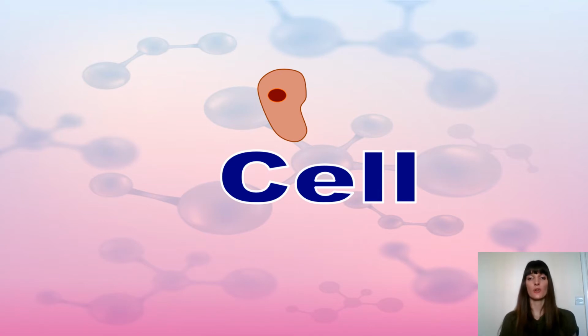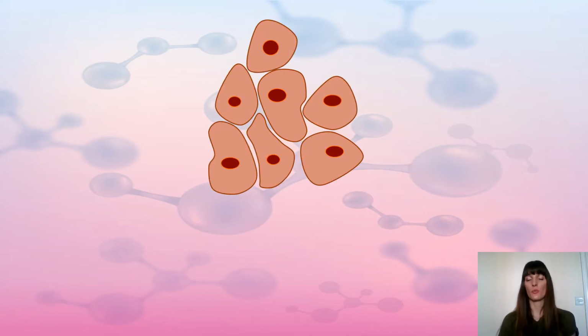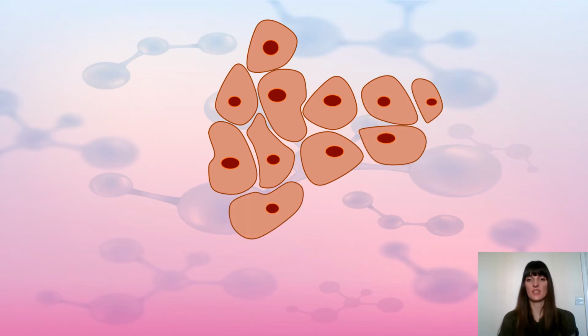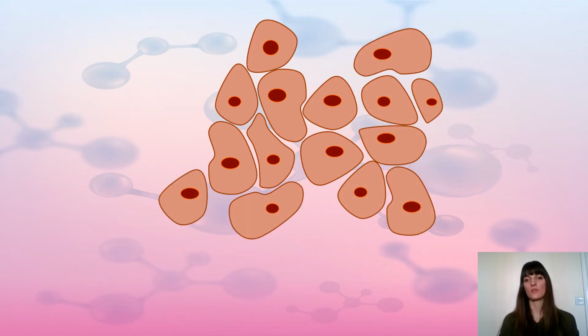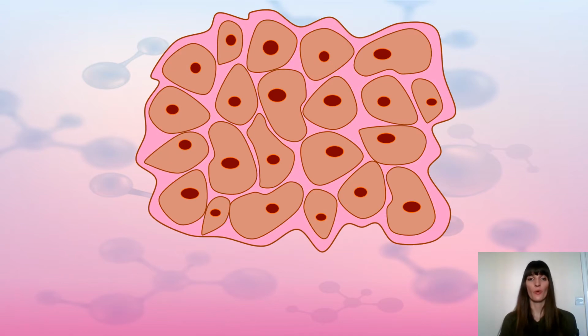The smallest unit of life is a cell. Cells are the building blocks, or the Lego pieces, that make up the much bigger model. A group of cells working together that all do the same thing will make a tissue. So for example, skin cells will make up skin tissue, or nerve cells will make up nervous tissue.